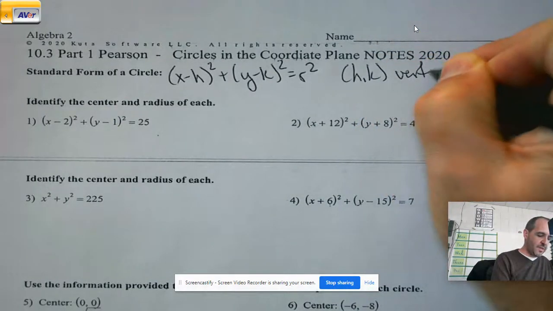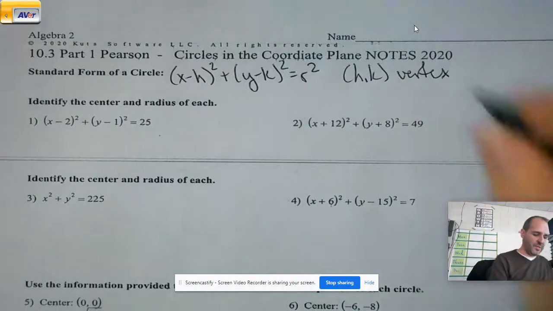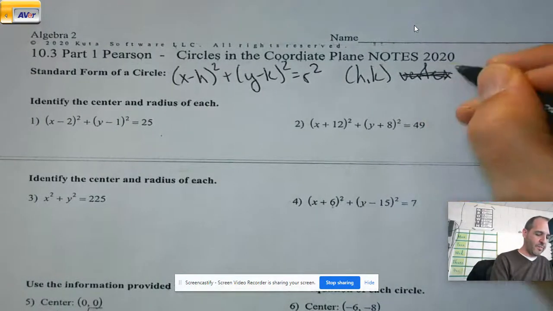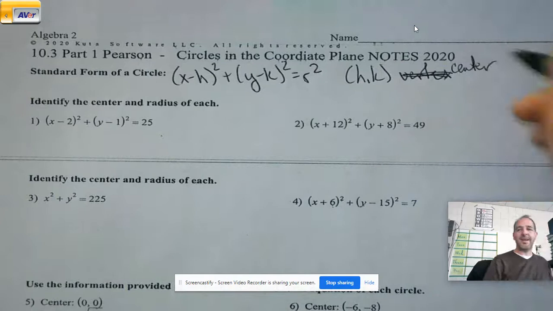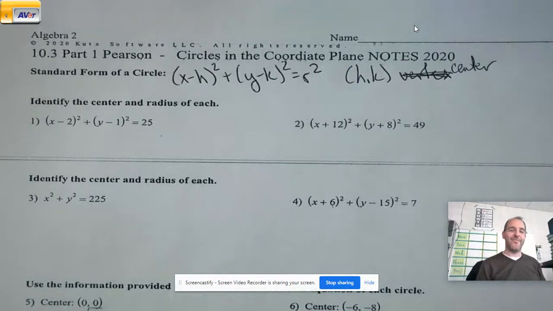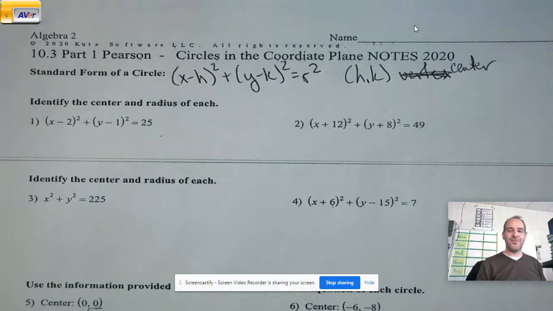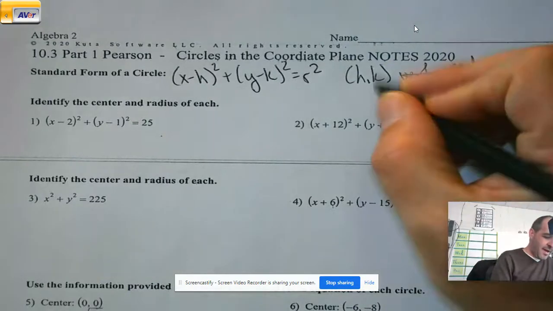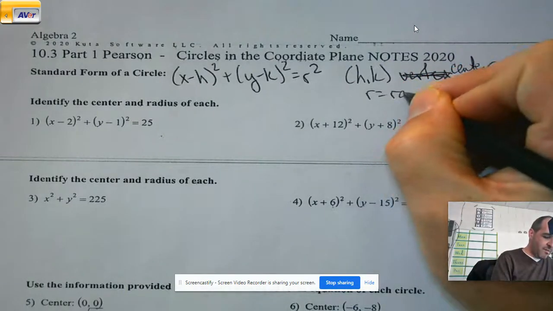HK is our vertex, okay? Or excuse me, vertex, wrong shape. HK is the center of our circle, okay? Vertices are not for circles, those are for parabolas. And r is our radius.